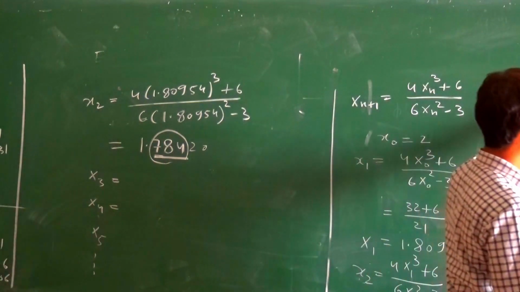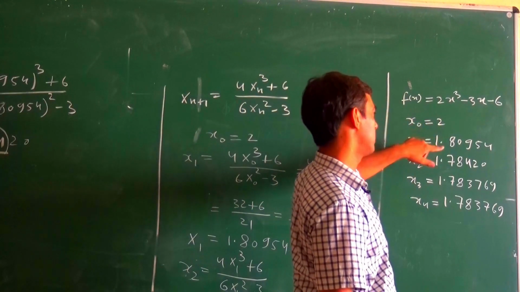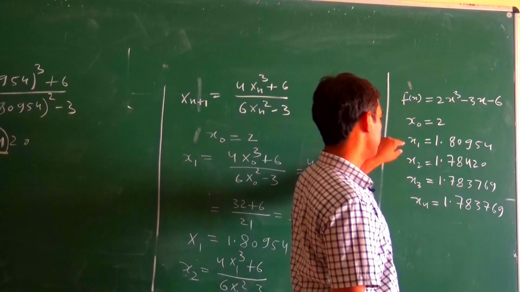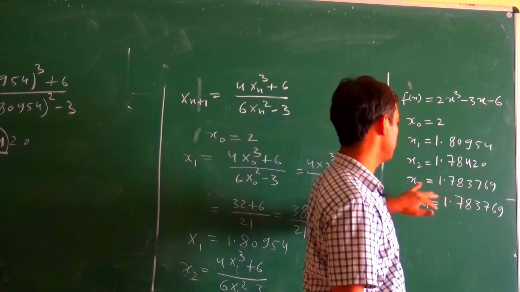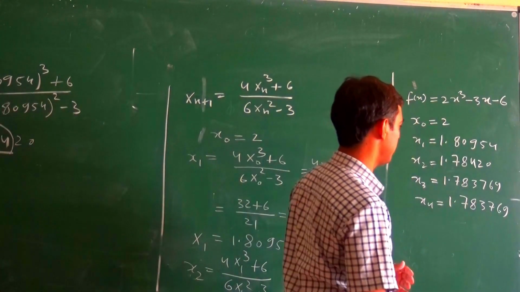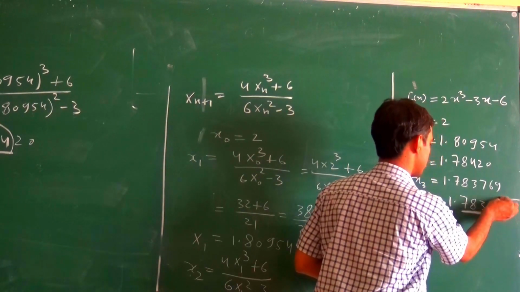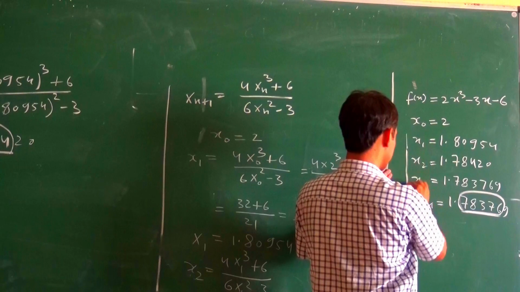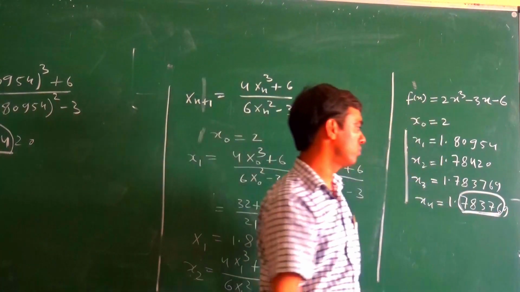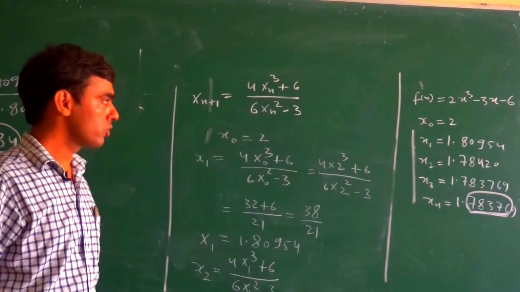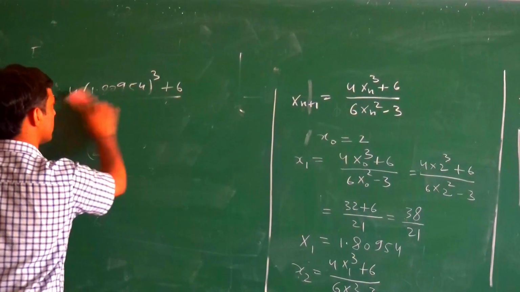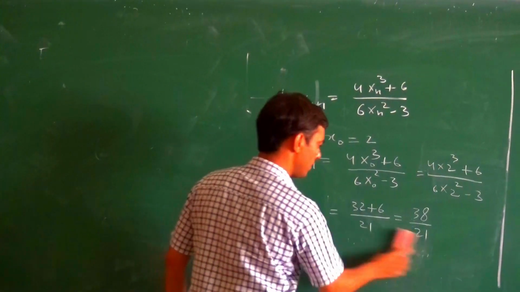Here we write the values: x0 is 2, then x1 is 1.80954. Similarly x2 is 1.78420, x3 is 1.783769, x4 is 1.783769. So in 4 iterations we are able to find the root correct up to 5 decimal places. So this is one algebraic equation, showing how we find the solution of an algebraic equation with the help of the Newton-Raphson method.